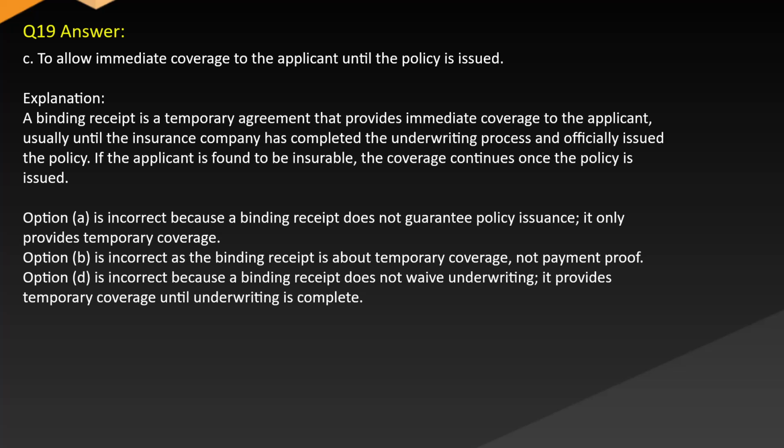Option A is incorrect because a binding receipt does not guarantee policy issuance. It only provides temporary coverage. Option B is incorrect as the binding receipt is about temporary coverage, not payment proof. Option D is incorrect because a binding receipt does not waive underwriting. It provides temporary coverage until underwriting is complete.